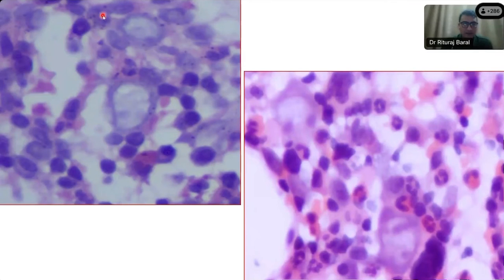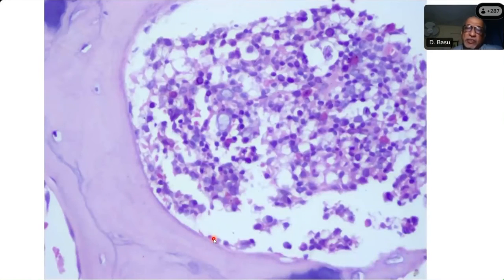Again, a lot of myeloid cells in the background. There's another one here in this particular field, the lower half. And there is a nucleolus pushed towards the periphery, right? Perfect. So this was on the lower part in that same biopsy.